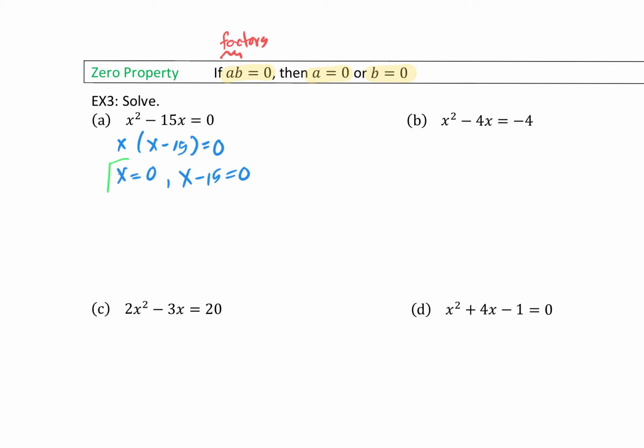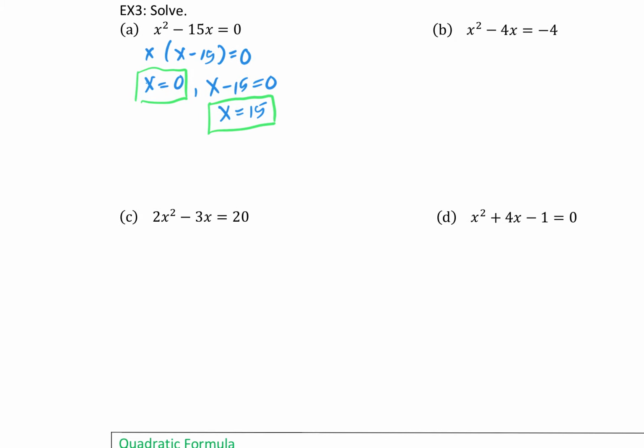So x equal to 0, that's done. And I can even put 0 into the original equation and see that it makes the equation true. I get 0 equal to 0. And the second one, I just add 15 to both sides to get x is equal to 15. Again, I could put 15 into that equation, and it'll make the equation true. So I have 2 solutions here. I have 2 real solutions, and if I were to write it as a solution set, it would be 0, 15.